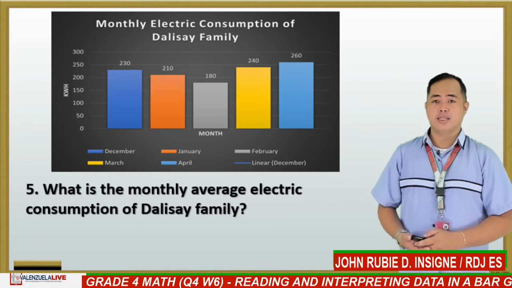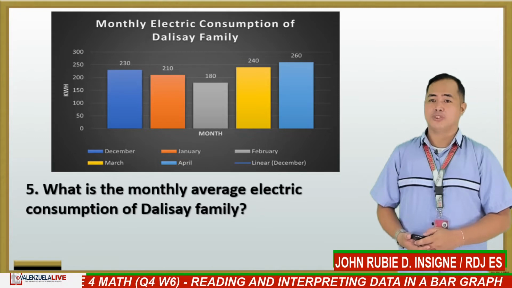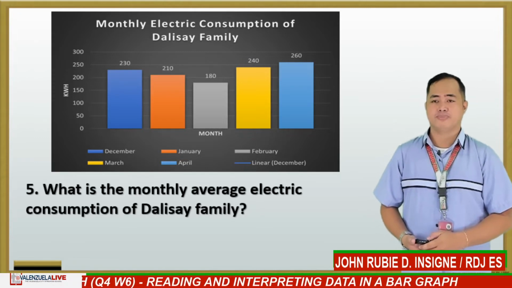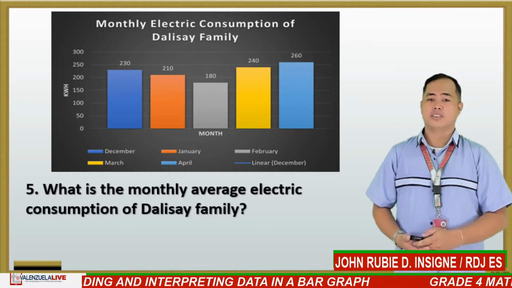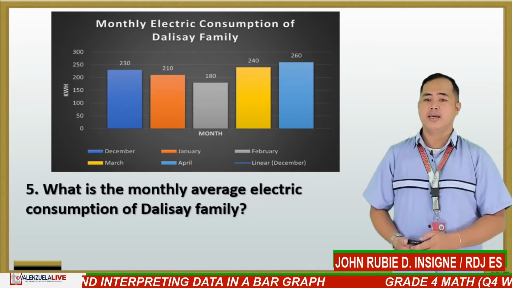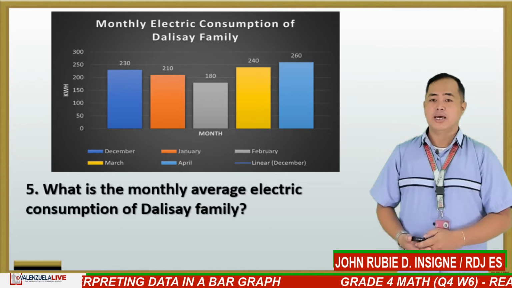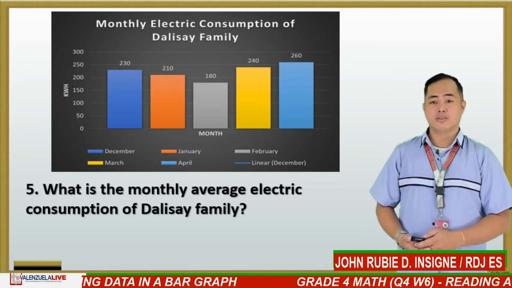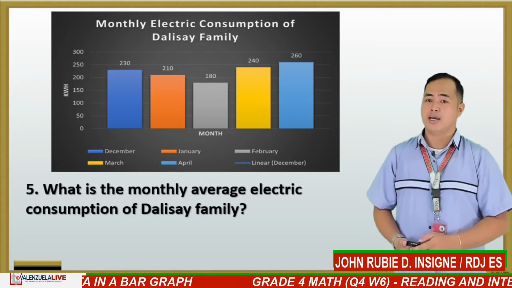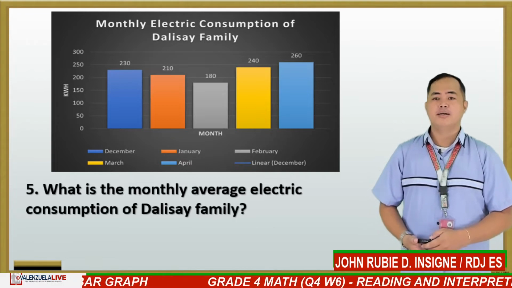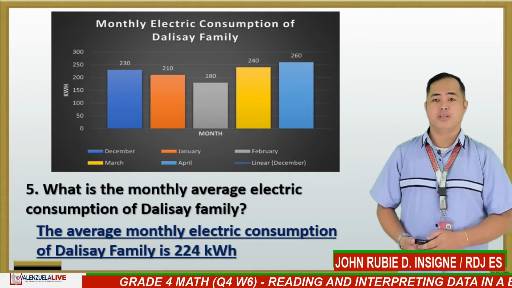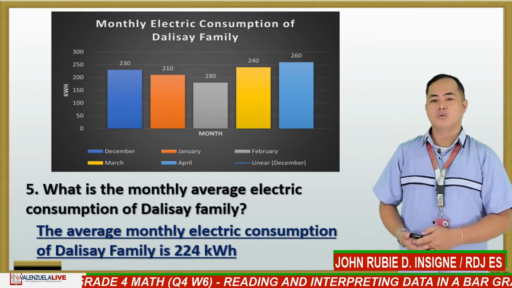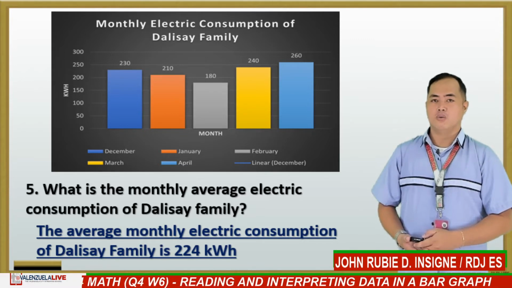What is the monthly average electric consumption of the Lisay family? To get the monthly average, add the kilowatt hours consumed of the Lisay family from December to April, then divide it by the total number you add, which is 5 months. Therefore, the average monthly electric consumption of the Lisay family is 224 kilowatt hours.